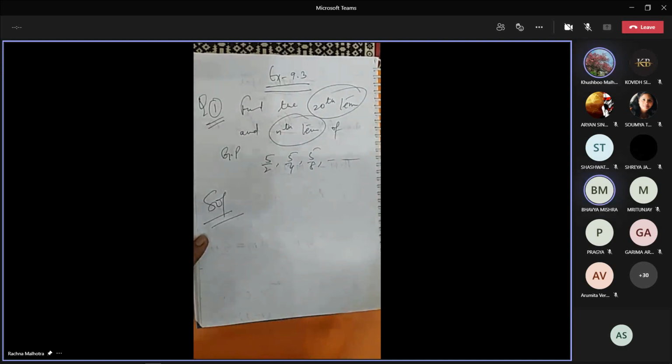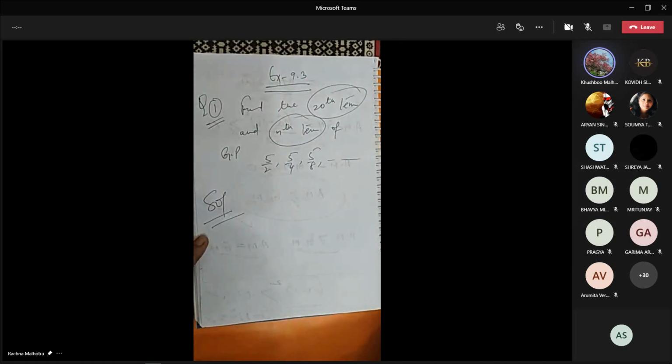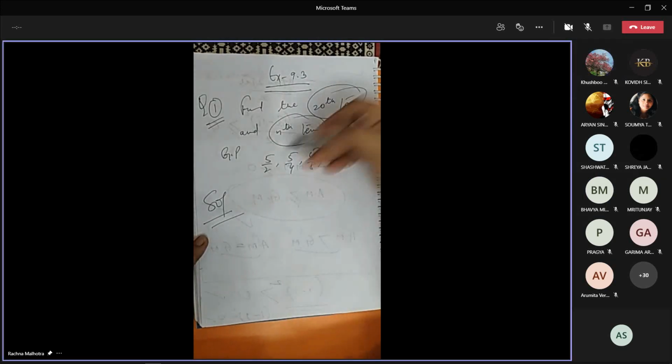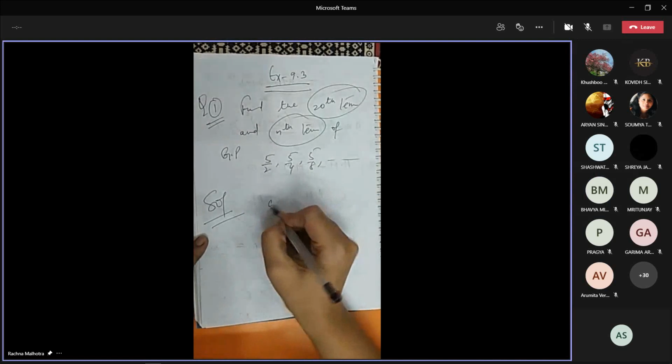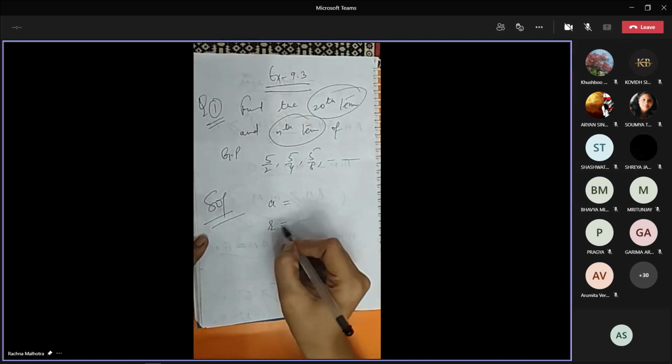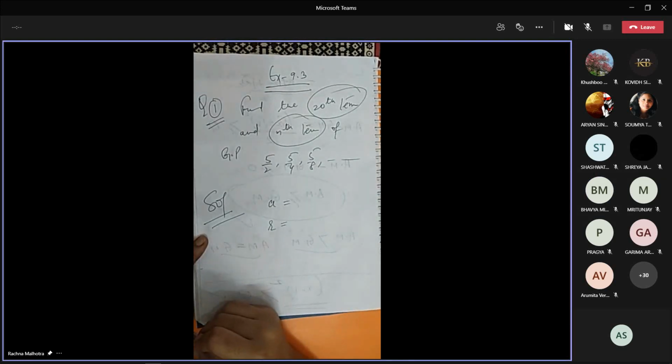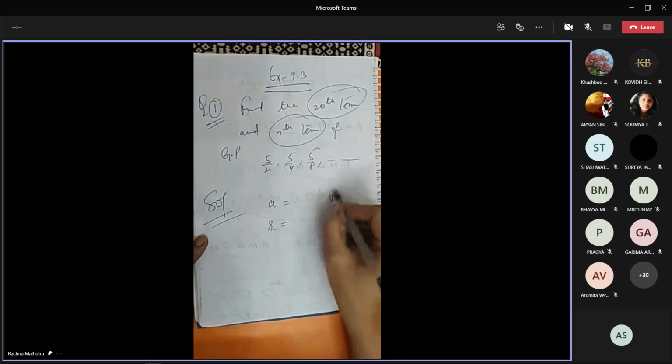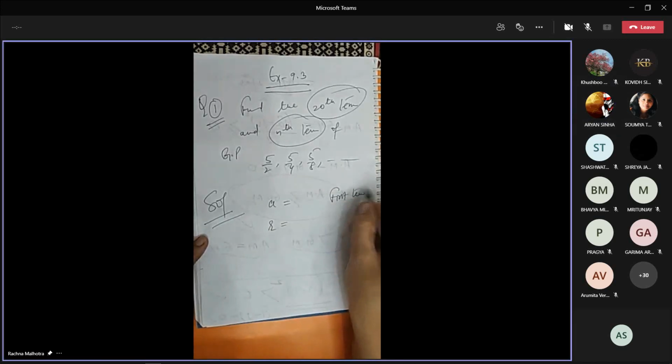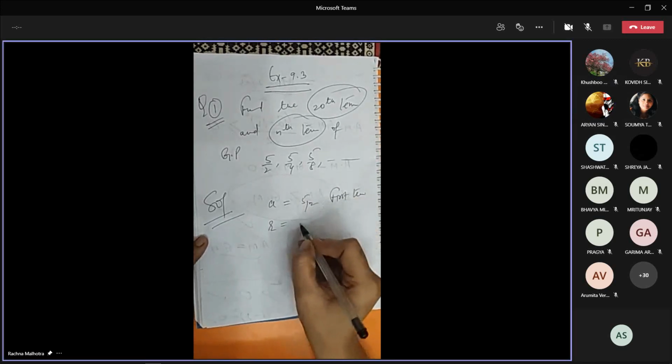We can find the common ratio first and then find the 20th term. Yes, we can first of all write. What is the first term? Please tell me. First term, 5 by 2.